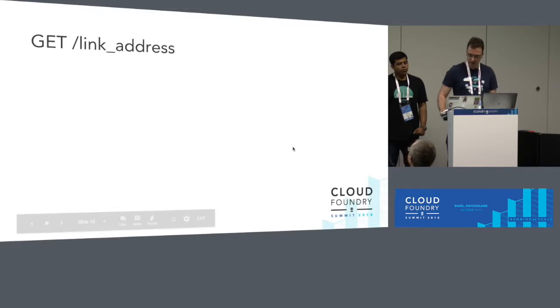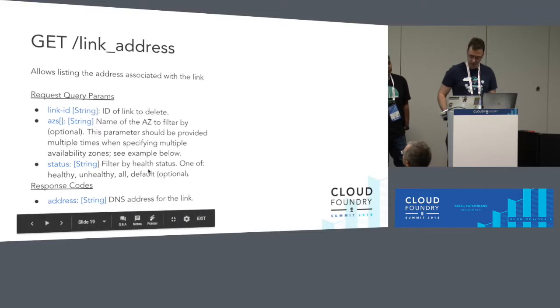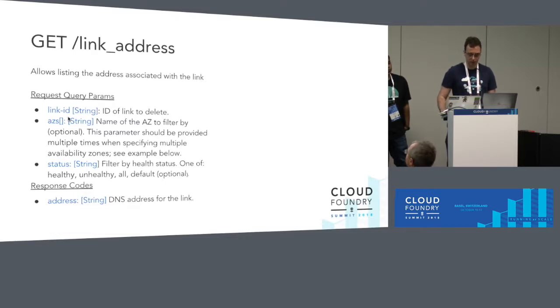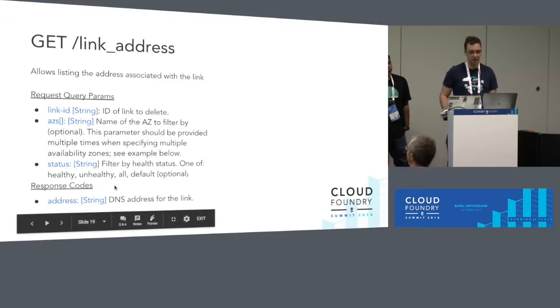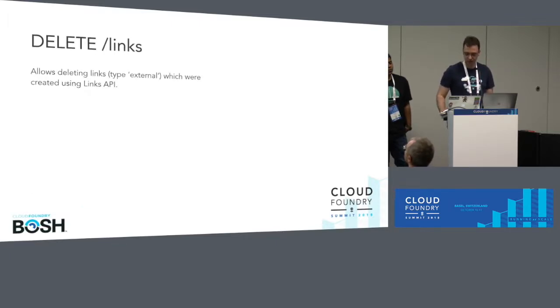At the moment, there is only an API endpoint to retrieve the link address. It requires you to pass the link ID, which you might get from querying all the links in a deployment, or you have it from a link you just created. There is an optional parameter about AZs, where you can provide the name of one AZ or multiple. You can also filter by health status, and here are some of the values which are accepted. As a response, you would get the DNS of the link. For all of these examples, we use a relatively new feature of the Bosh CLI, bosh curl, which has been available since Bosh CLI 5.3.1.